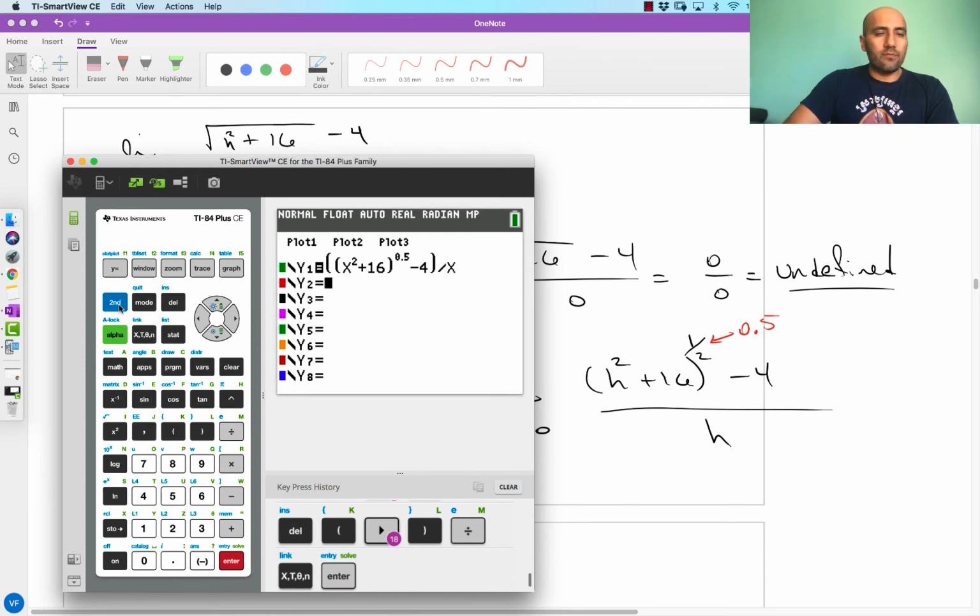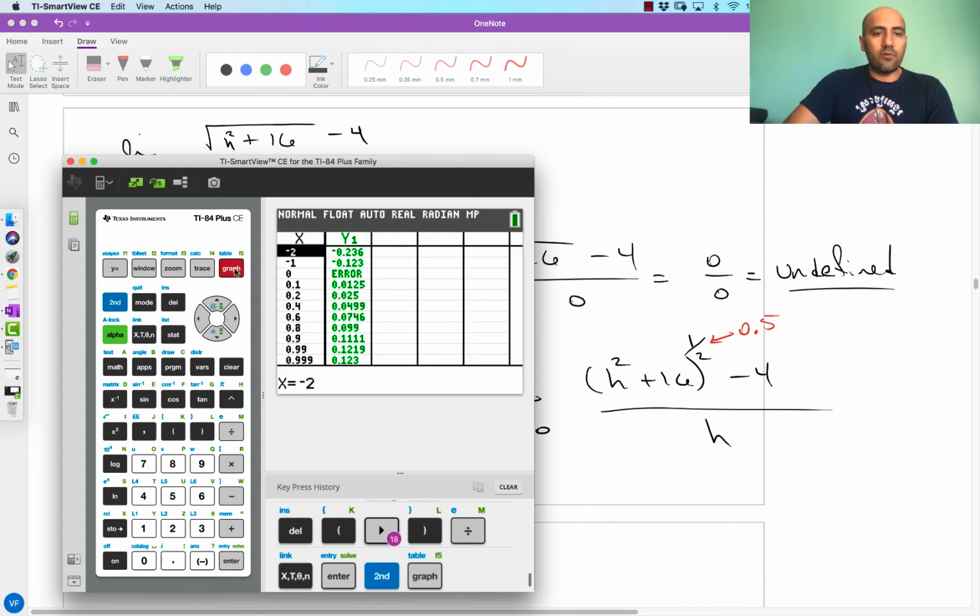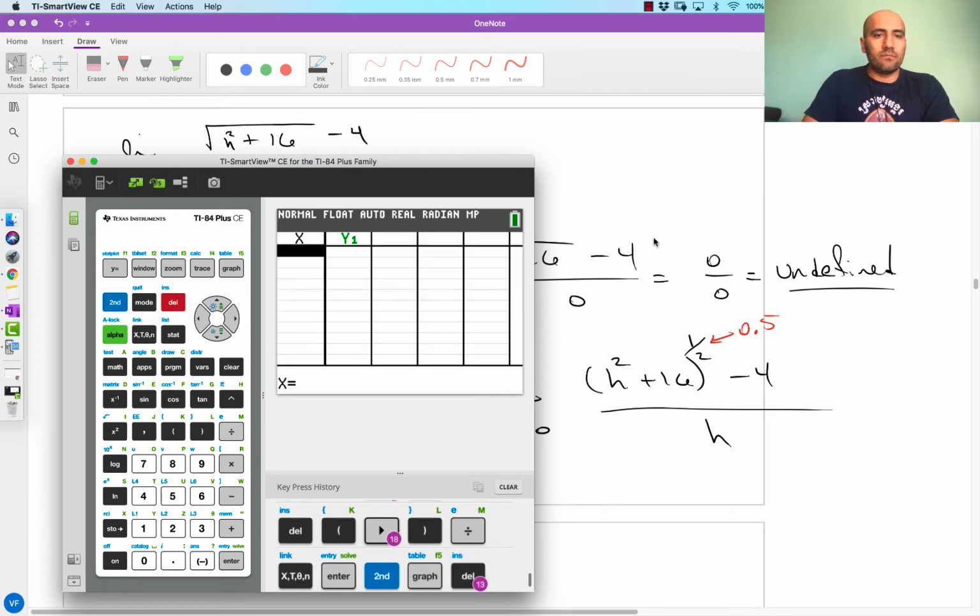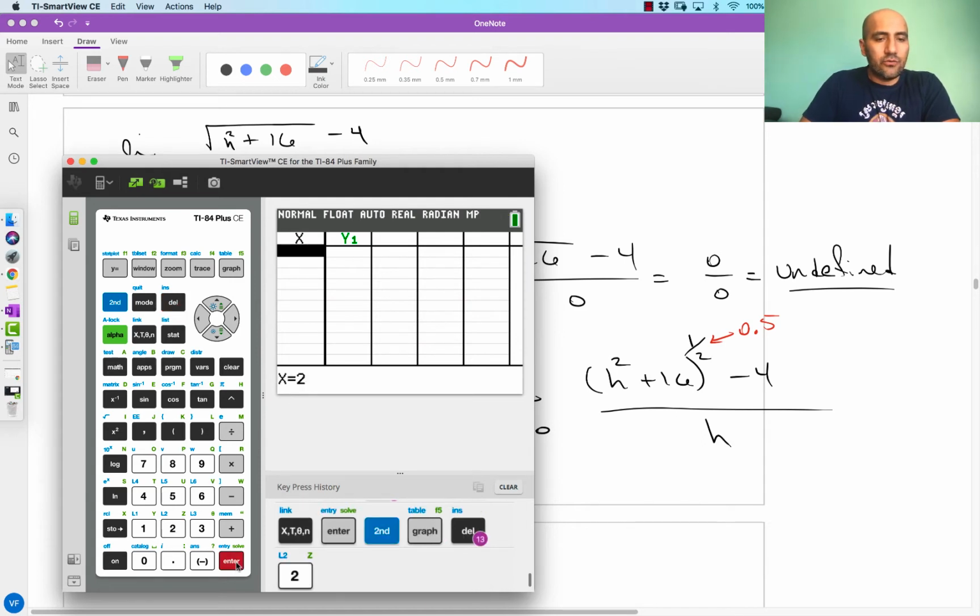I can go back to table. Second table. Let's delete all those values. Okay, we're interested in values near 0, so let's plug in values, say starting at 2. This would be the result of replacing each of these with a 2. So 2 squared would be 4, plus 16 would be 20.